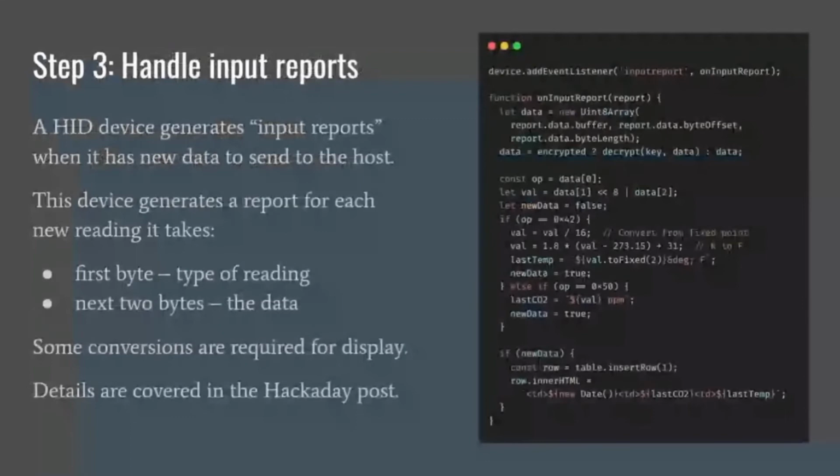HID devices generate something called an input report whenever they have new data to report, like when the user presses a button. In this case, input reports are generated whenever the meter has a new reading.